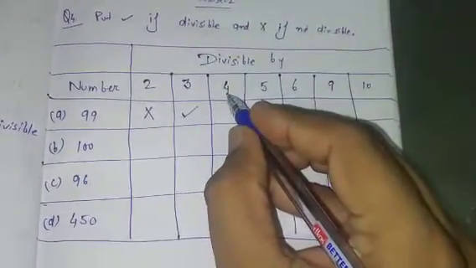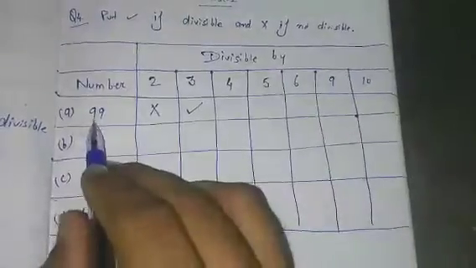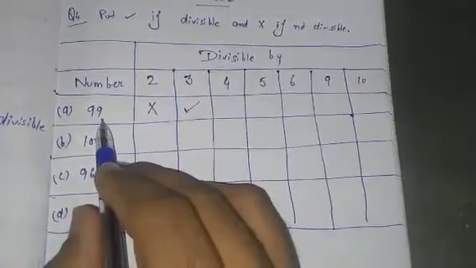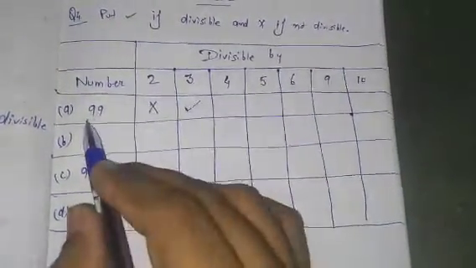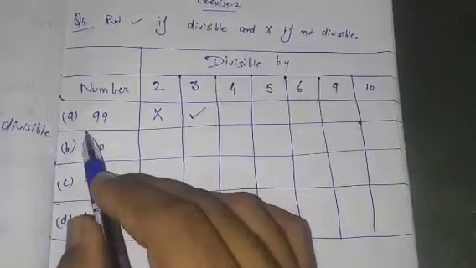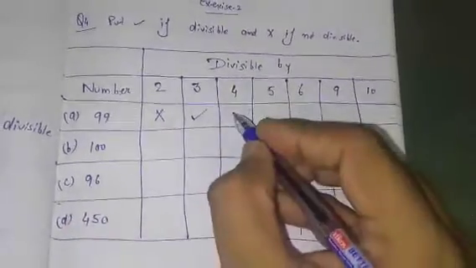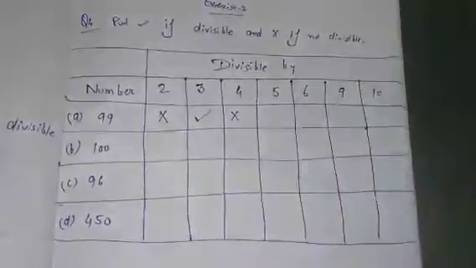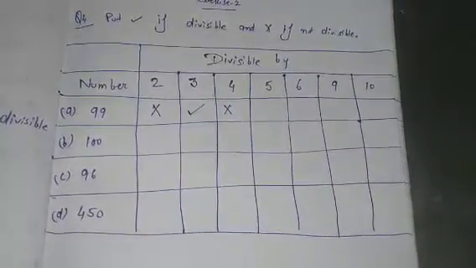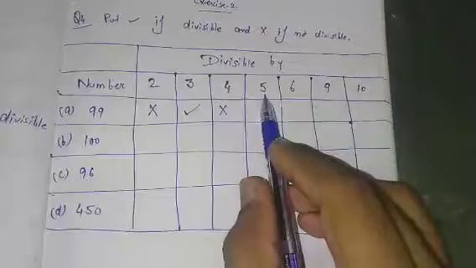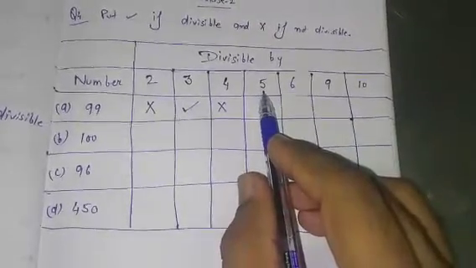4, the rule of the 4, you know about that. If the tens number is divisible by 4, then that number will also be divisible by 4. Here number has been given 99 and 99 will not be divisible by 4, so it means you will put the cross here. Then after that, next divisible by 5 has been given.